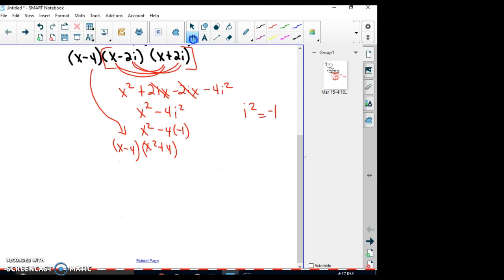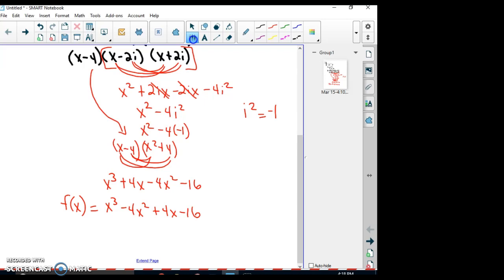And now I'm going to FOIL this out. X times x squared is x cubed. X times 4 is 4x. Negative 4 times x squared is negative 4x squared. And negative 4 times 4 is negative 16. So I'm going to write this in descending order. My function is going to be x cubed minus 4x squared plus 4x minus 16. This is my function. It is a third degree polynomial.